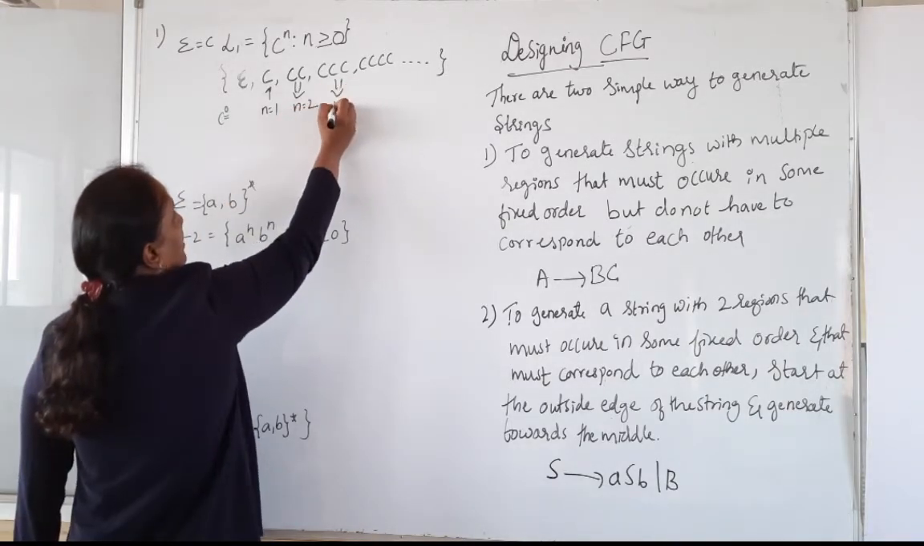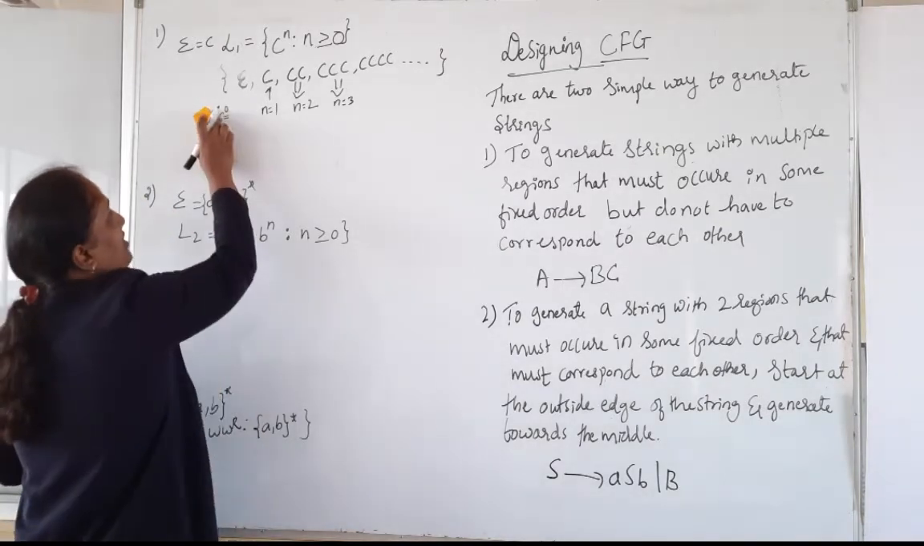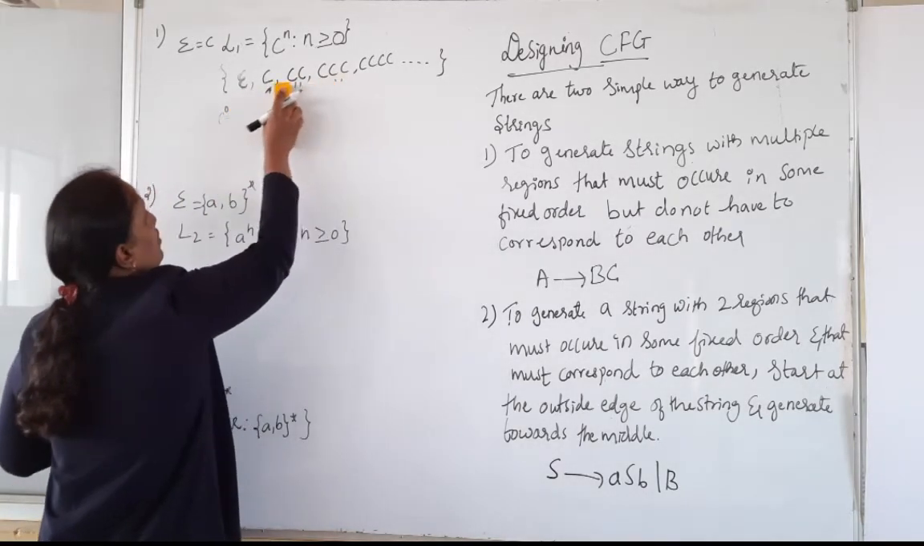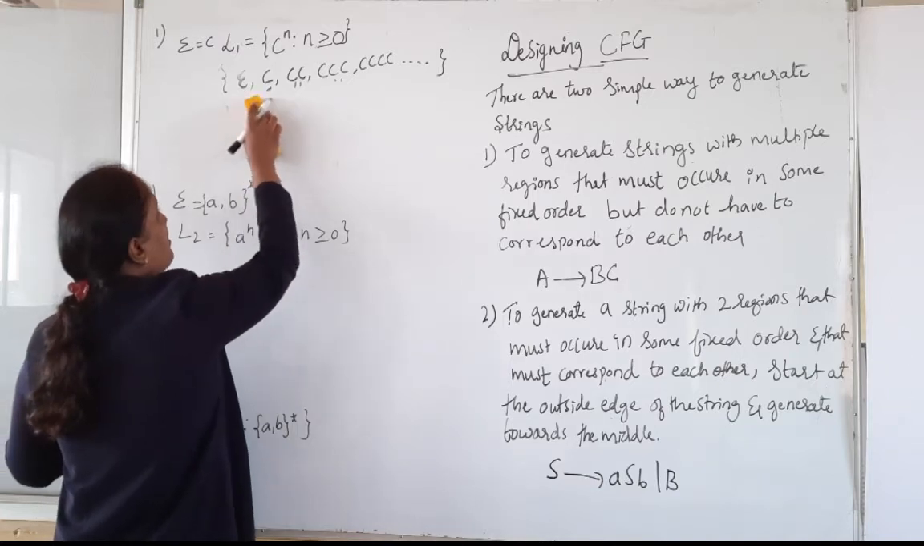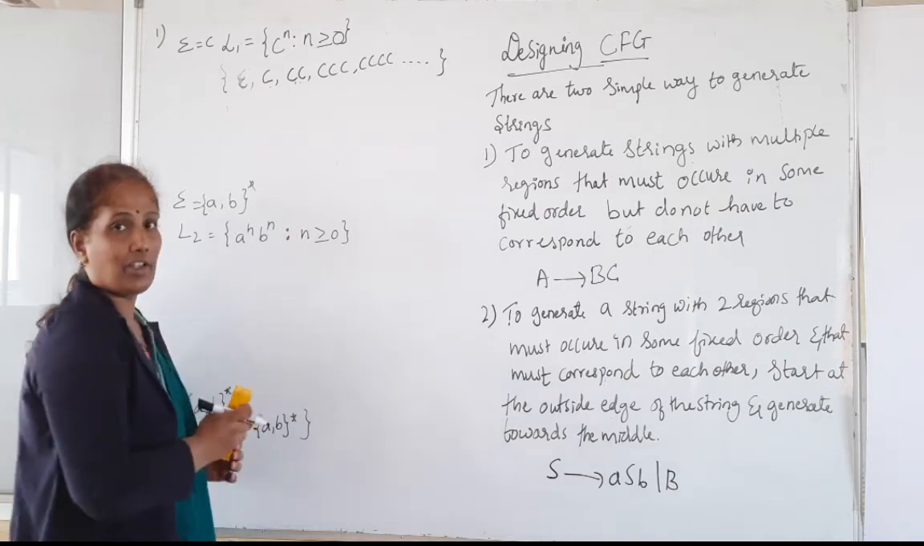When you get the 3 C's, when n equal to 3, and so on. So these all are the valid strings in the language. So I had written the valid strings. What is the next step? Next step is we should write the grammar for this language.